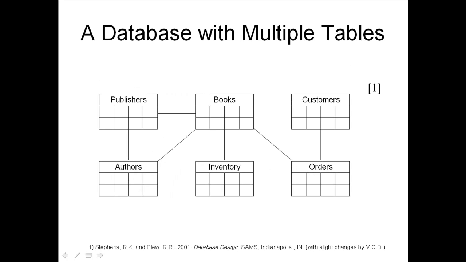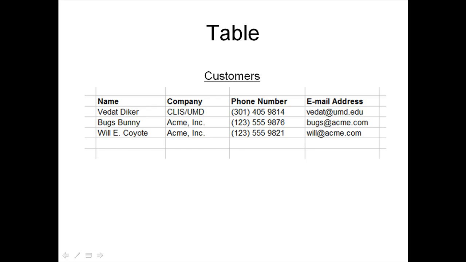Here's an example of a database with multiple tables. This could be a simple database to be used by an online bookstore with different tables representing books, publishers, authors, customers, and their orders. Let's pick one of these tables. Let's pick the customers table and take a closer look at it. So this could be the customers table. As you see, it looks pretty much like an Excel spreadsheet consisting of columns and rows.